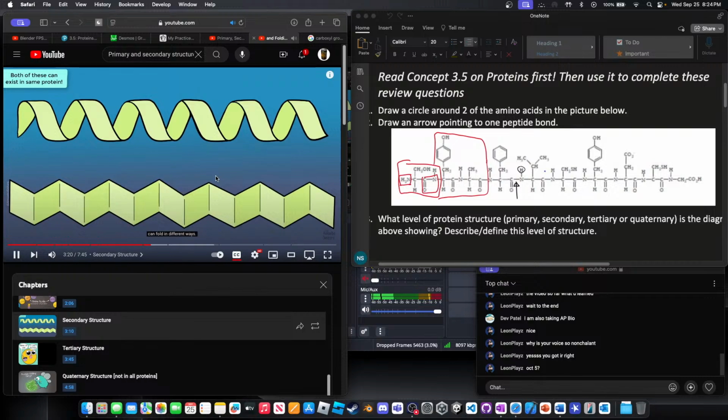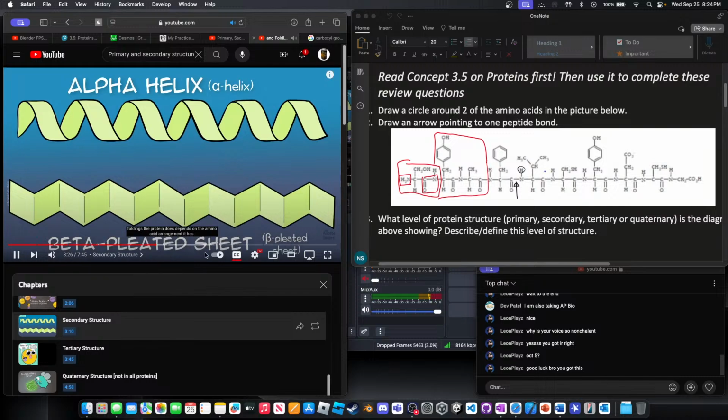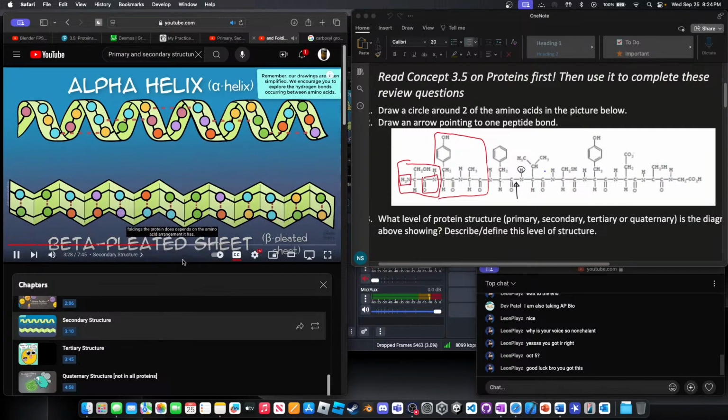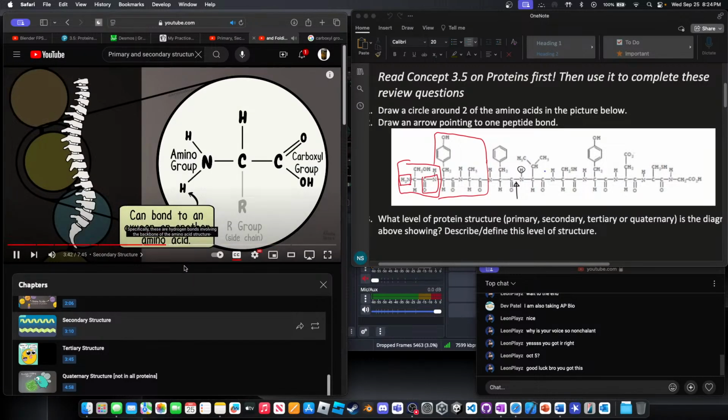can fold in different ways. The most common ways are the alpha helix and the beta pleated sheet. And which one of those foldings the protein does depends on the amino acid arrangement it has. Both of these shapes are due largely in part to hydrogen bonds. Those hydrogen bonds can occur at specific areas of the protein's amino acids. Specifically, these are hydrogen bonds involving the backbone of the amino acid structure.